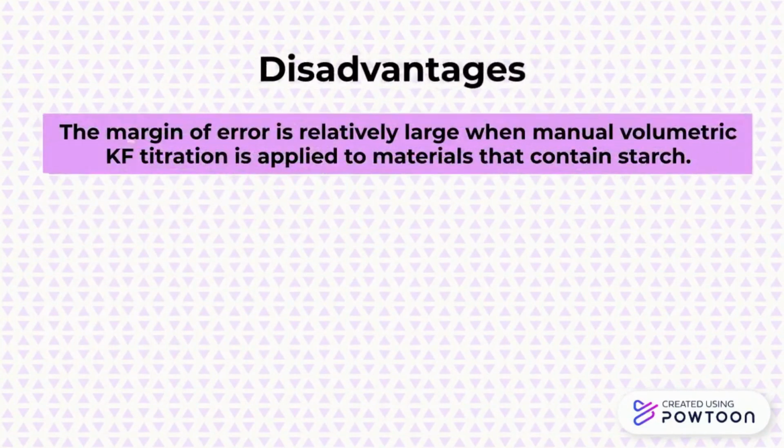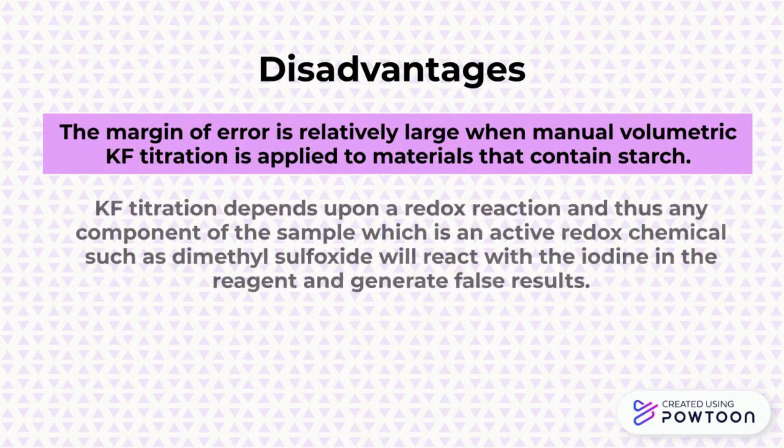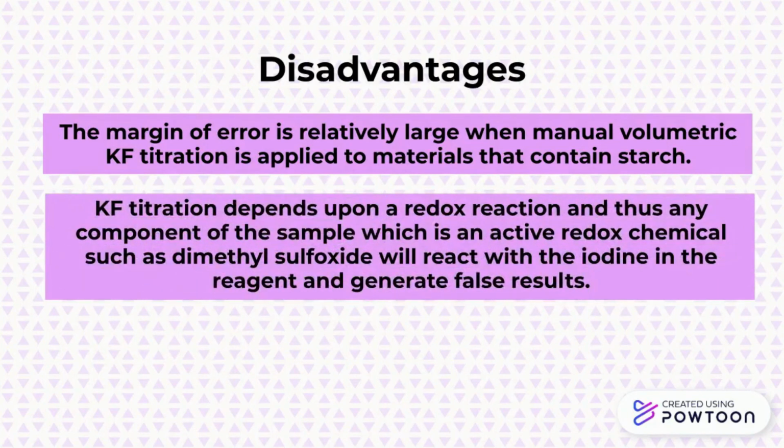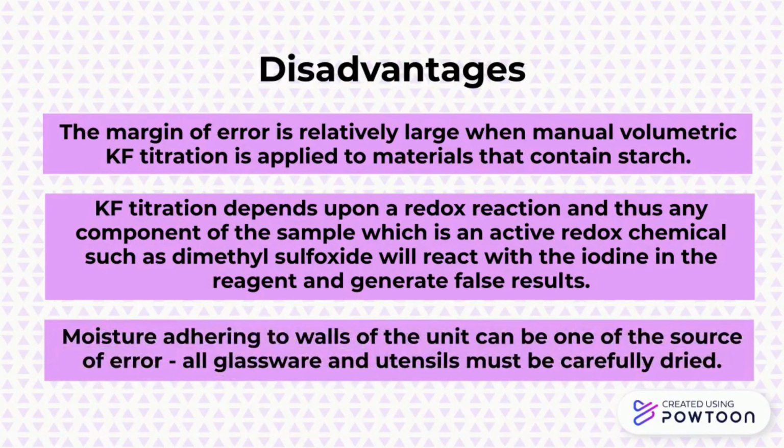However, they also have disadvantages, such as the margin of error being relatively large when manual volumetric Karl Fischer titration is applied to material that contains starch. Karl Fischer titration also depends upon a redox reaction, and thus any component of the sample which is an active redox chemical will react with the iodine in the reagent and generate a false result. Lastly, moisture adhering to the wall of the unit can be one of the sources of error. Thus, all glassware and utensils must be carefully dried.